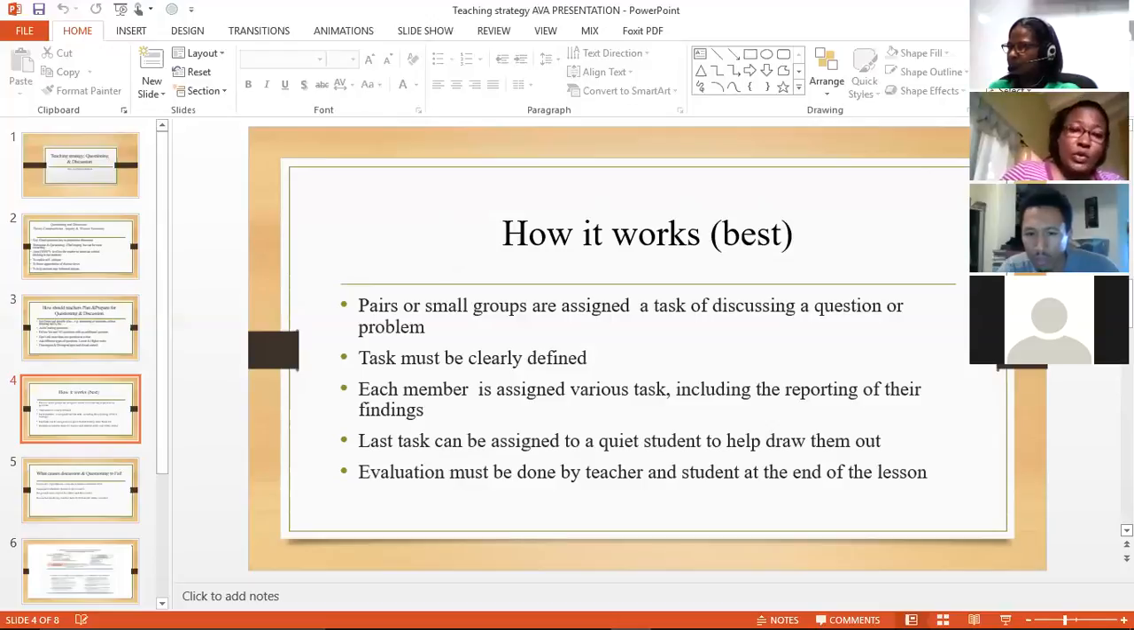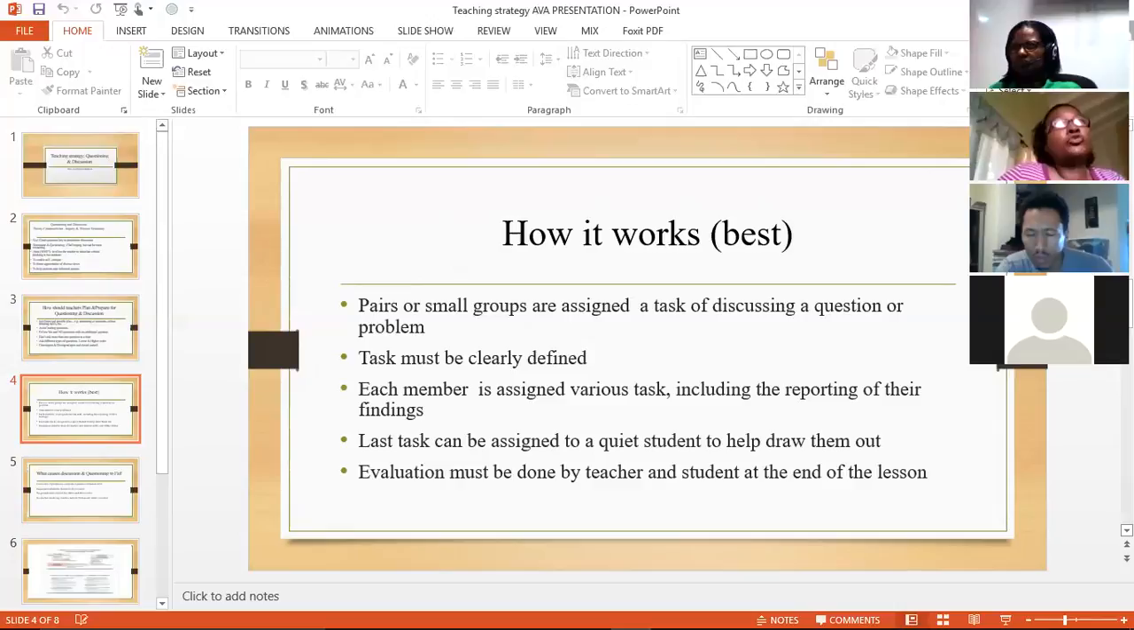One way you can do it is also look at each member and assign a task to each person. Sometimes when you have too large a group, you might miss somebody who might just be piggybacking on somebody else and doing nothing. So you want to make sure that you assign each person a task.